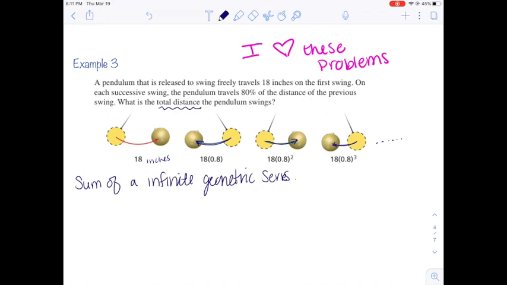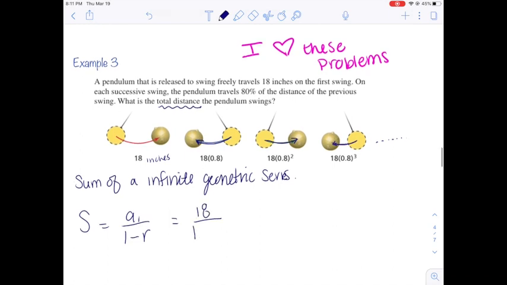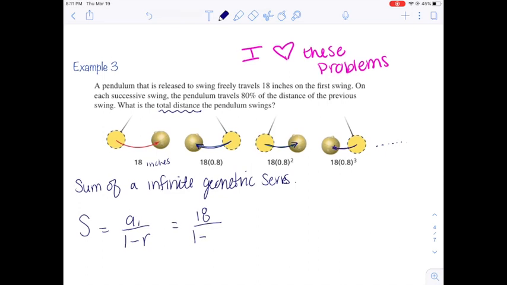So all you need to know to find the sum is your first term, your a sub 1, divided by 1 minus r. So we definitely know our first term. That's 18. That's how far it traveled the first time. And it goes 1 minus your r value. Now, what is the common ratio that keeps getting multiplied each time? Well, it's that 0.8. Plug it into your calculator and you get 18 divided by 0.2, which is 90 inches.